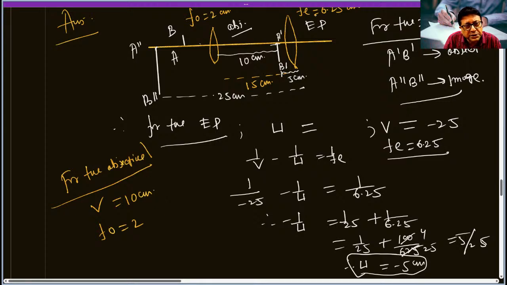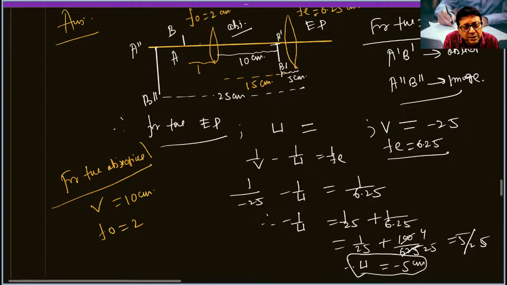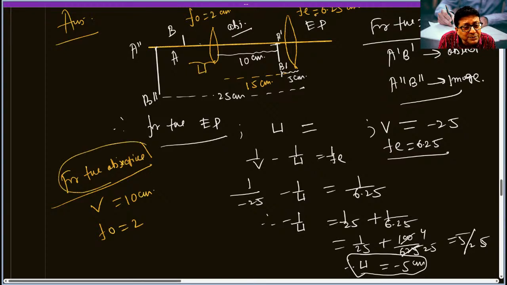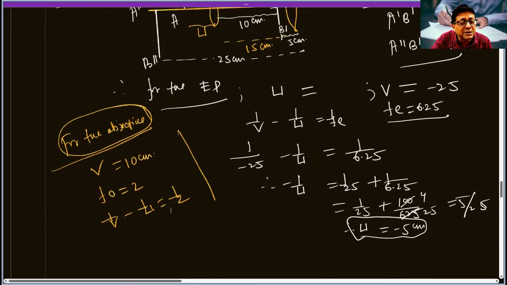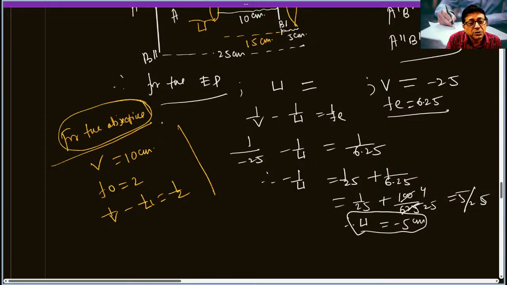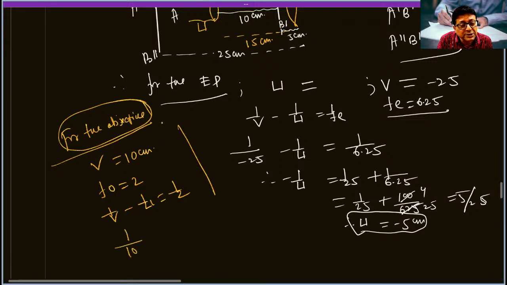Then solve for U. This is U here. We have mentioned its objective length only. So 1 by V minus 1 by U equal to 1 by FO. Isn't it? And this is a convex lens. Focal length is positive. Just use it. So it is on the right side. It is positive.